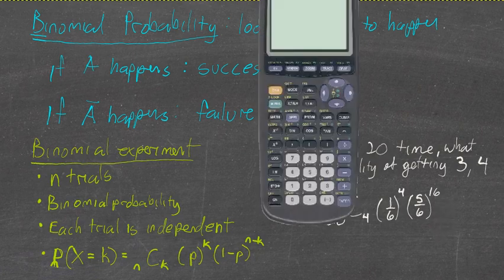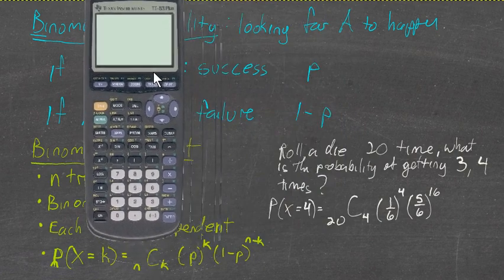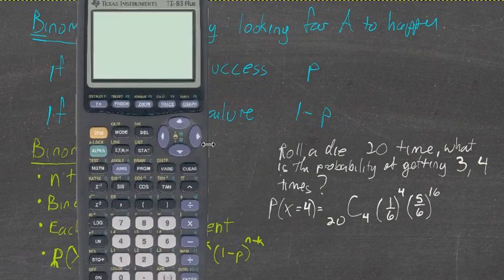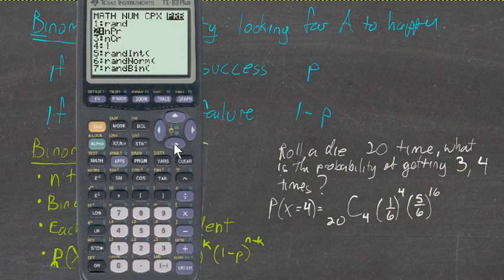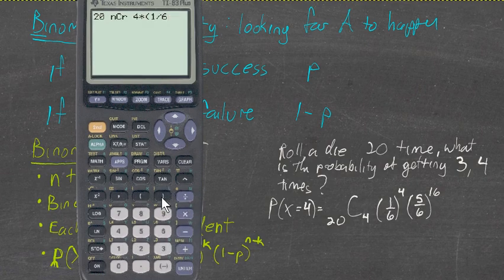So what's this probability? Let's find out. It's exciting, isn't it? It's very tense right now. What is that probability? We're not sure. So 20 choose 4. I'm going to multiply that by 1/6 to the 4th, and multiply that by 5/6 to the 16th power. So we have 20 choose 4 times 1/6 to the 4th times 5/6 to the 16th power.